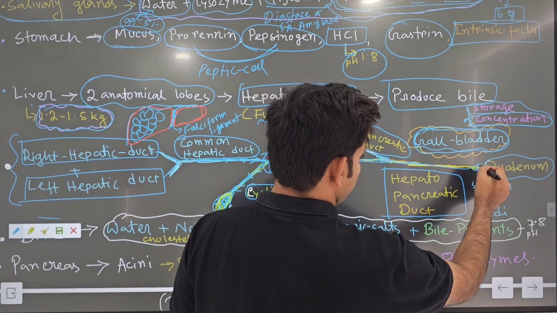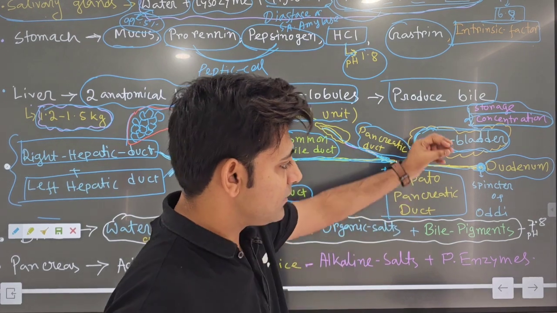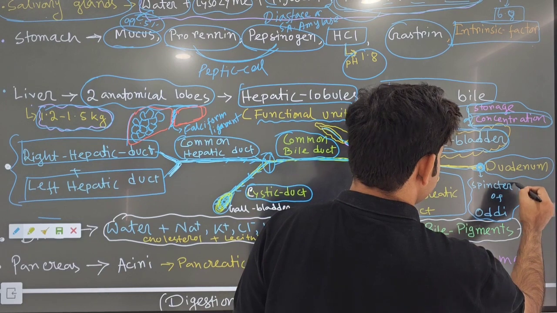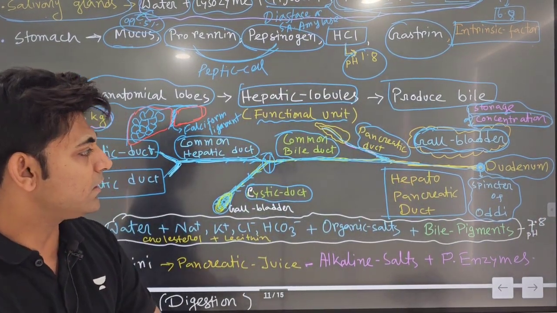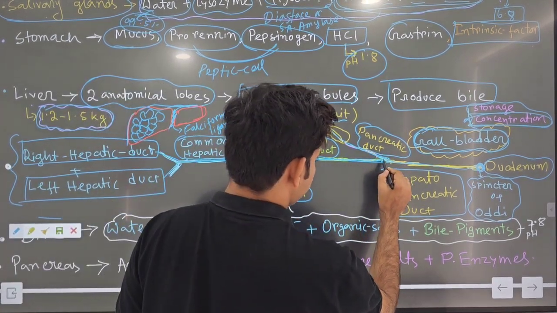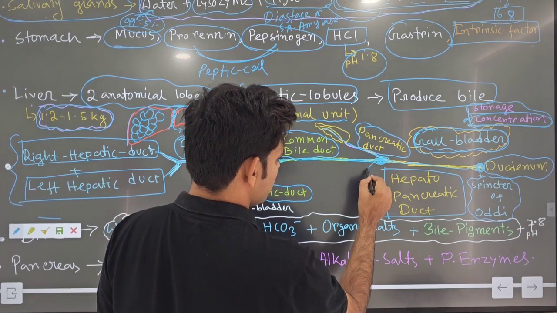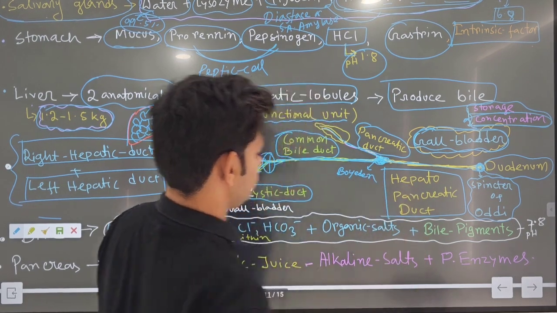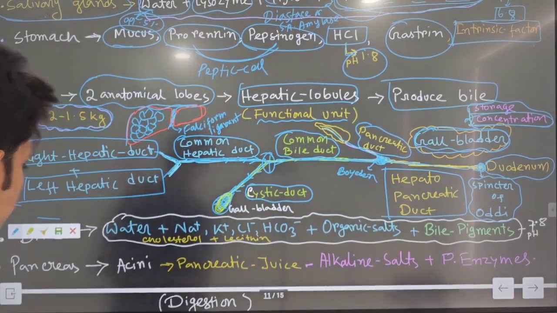Now this ampulla is guarded, not protected, rather we say guarded. At this portion, bile juice is released, and the guarding is done by a circular sphincter muscle, the sphincter of Oddi. There is another sphincter, the sphincter of Boyden, on the common bile duct. Where it joins with the pancreatic duct, one sphincter is there, and it is the sphincter of Boyden. So this tract you need to remember.